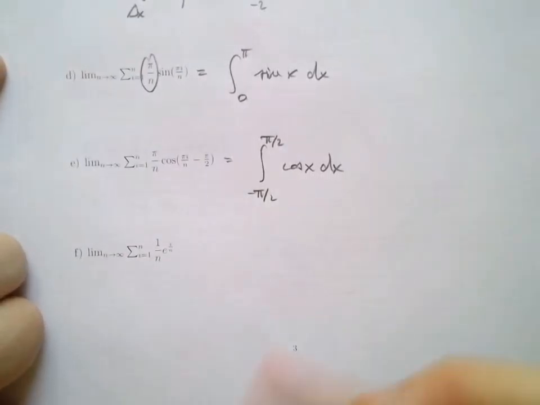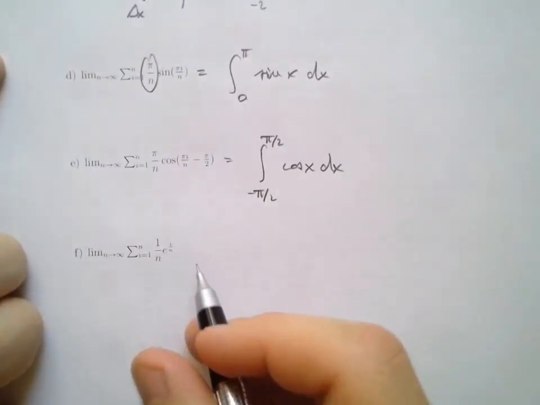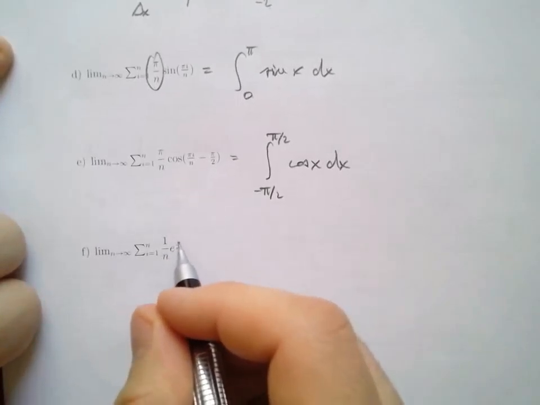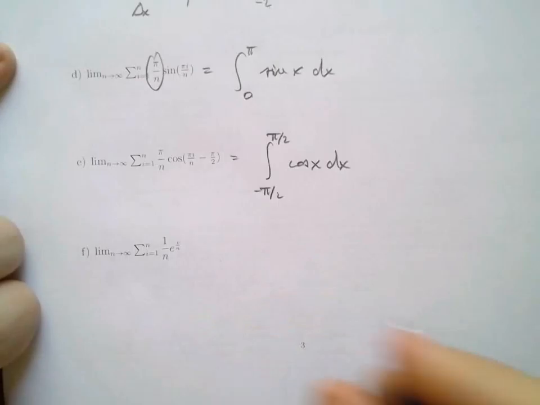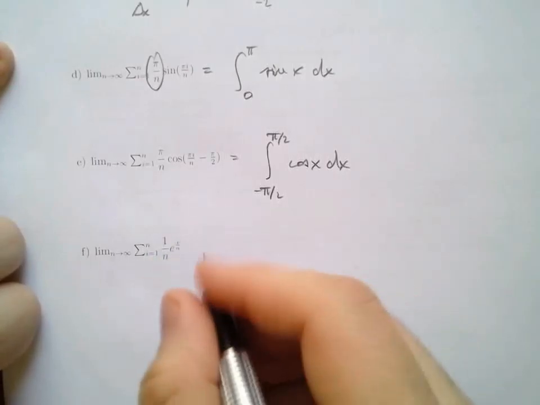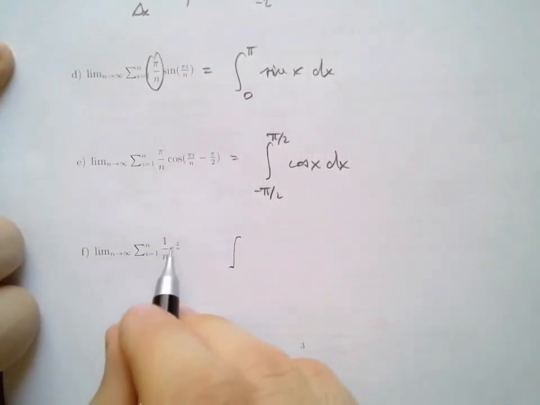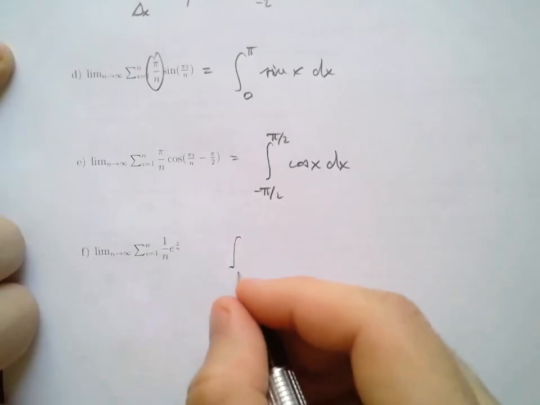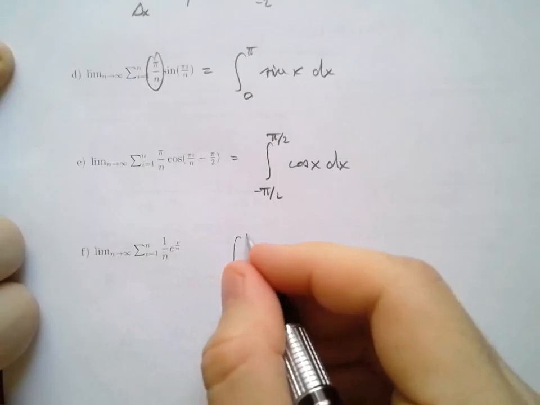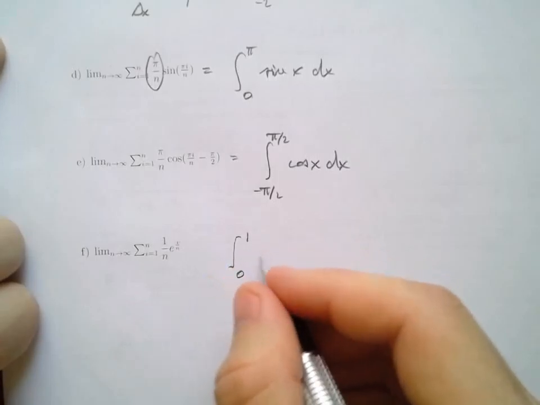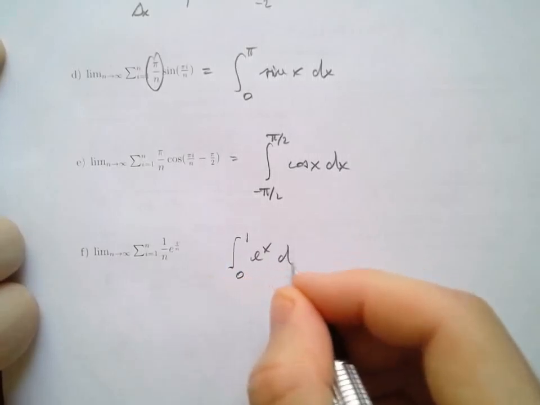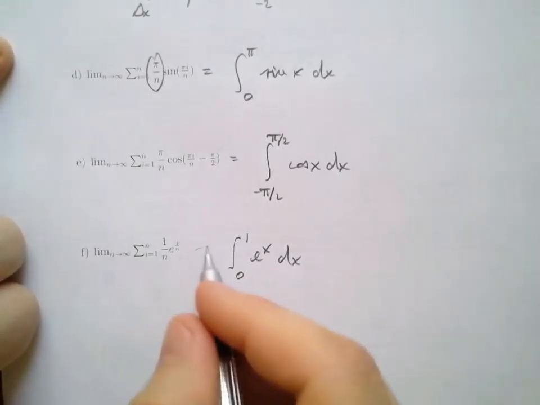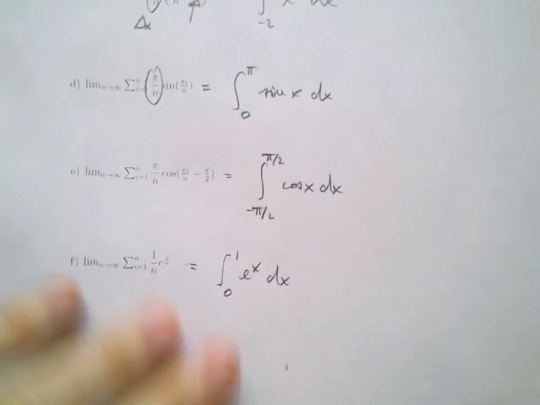And one more. This is a little bit hard to see on camera, but what I have is the sum of 1 over n times e to the power i over n. So the delta x is 1 over n, and my starting point, since I'm not adding anything in this exponent, like 1 plus i over n, is just 0. The width is 1, so I go from 0 to 1 of e to the x dx. That's the area that this represents.